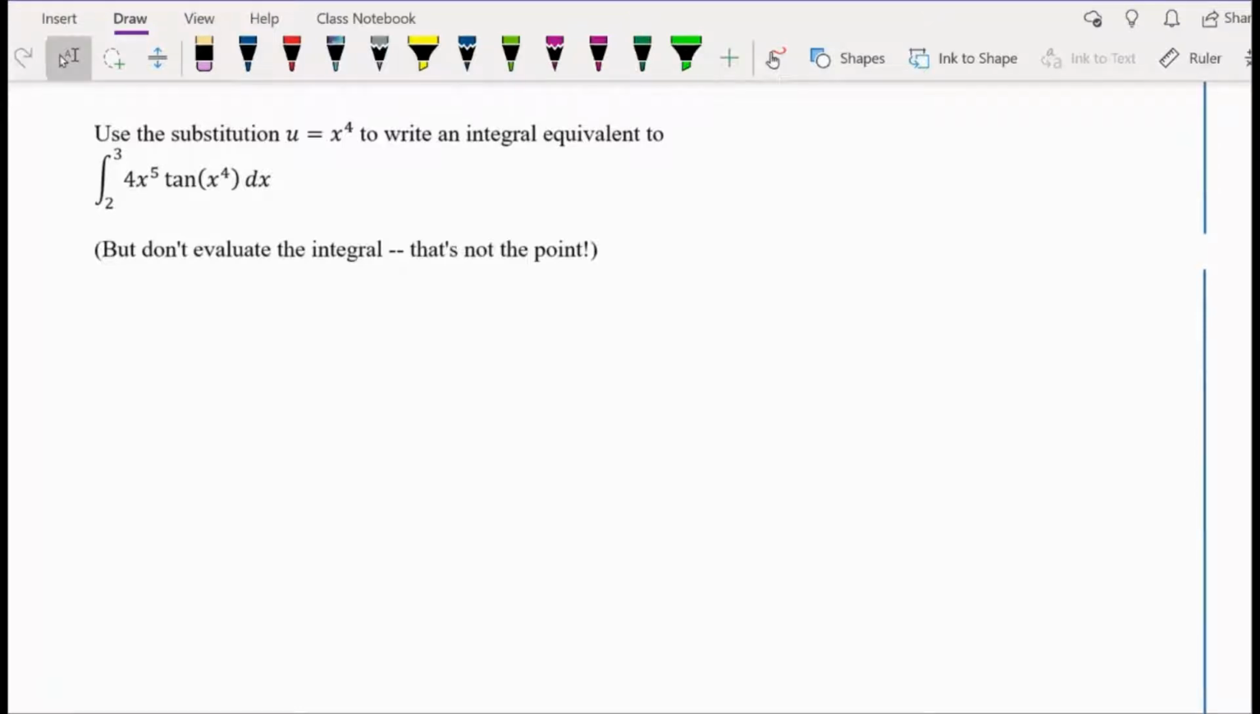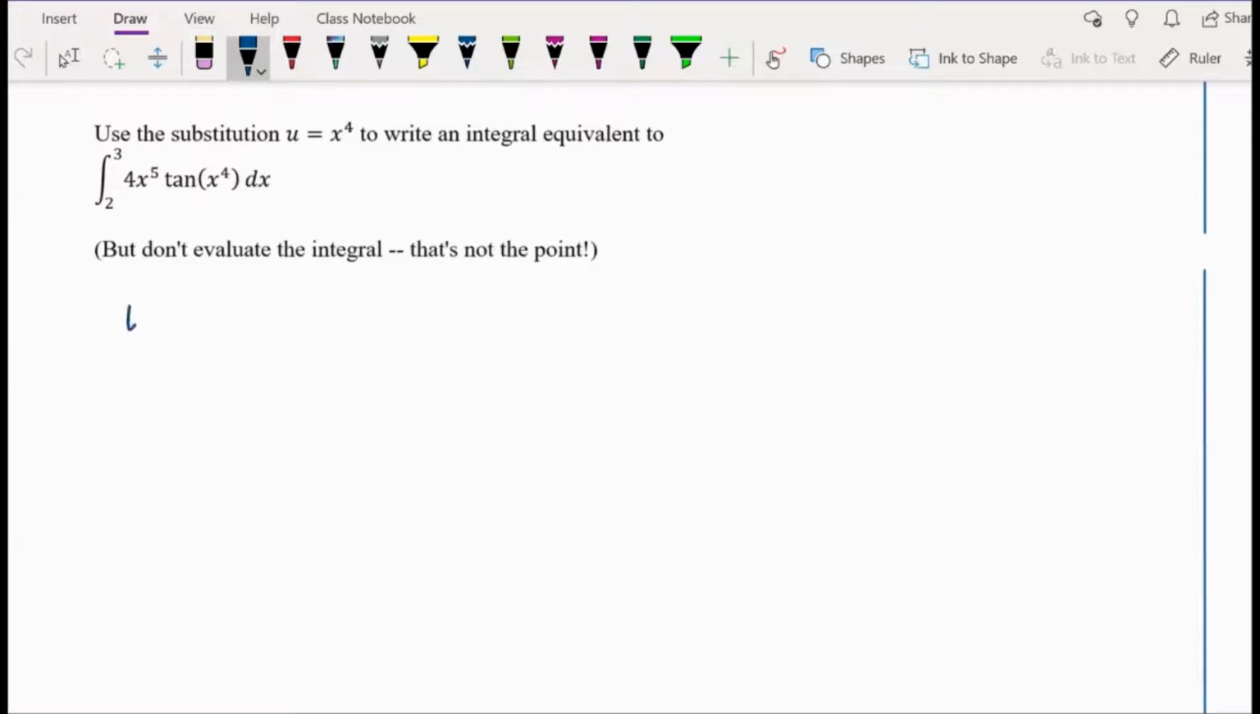What I'm saying is I can perform any substitution I want. Usually you're trying to choose u in a way that makes the antiderivative fairly easy to find once you've made that substitution. But even if you make a terrible choice of u, the fact that the resulting integral is equivalent to the first one is still true. So in this case, let's use the substitution u equals x to the fourth to rewrite this integral as an equivalent integral.